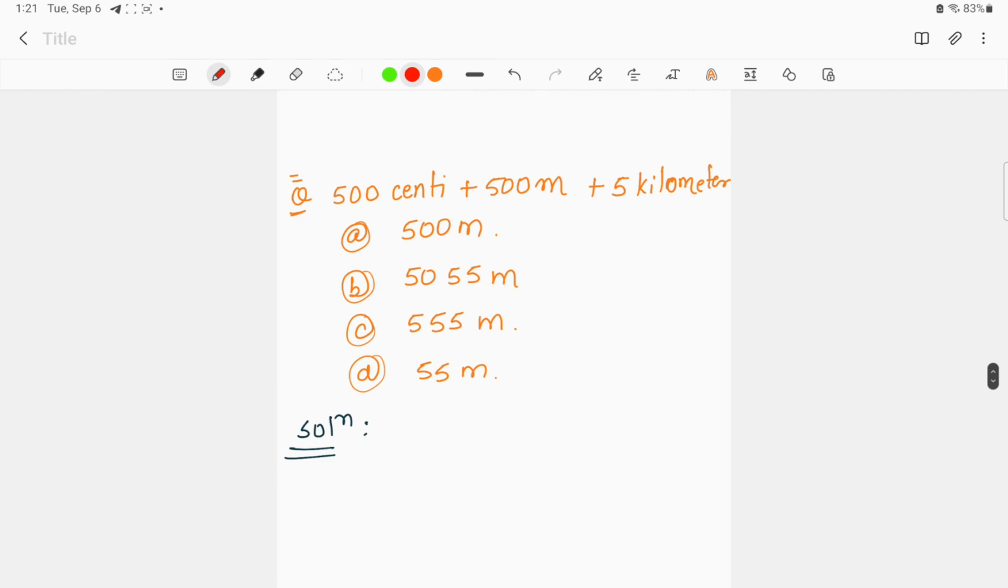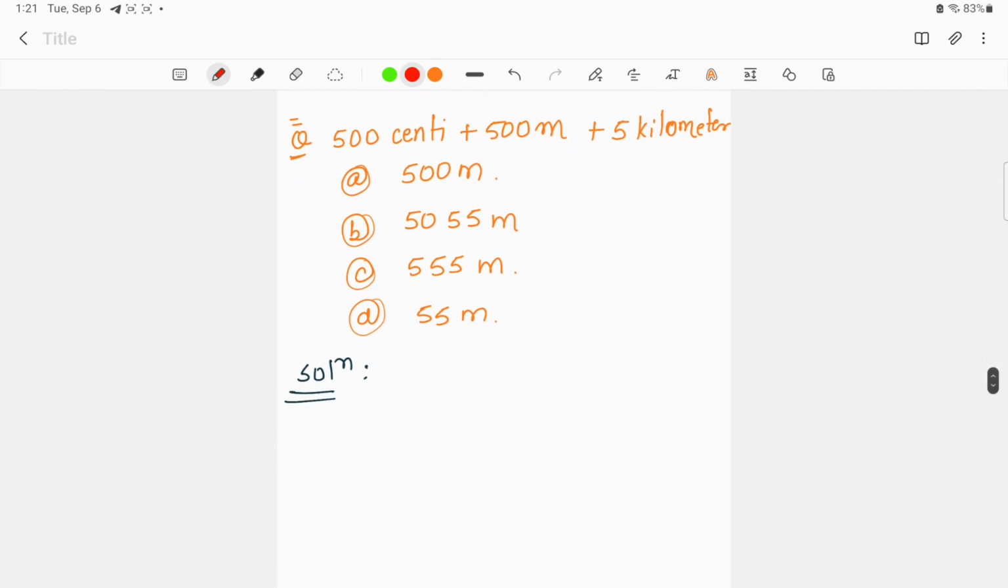We'll take another question that has been asked in the examination: 500 centimeter plus 500 meter plus 5 kilometers is equivalent to how much quantity? For such questions, what we have to do is just go through the options. In the options we can find that the answer has been given in meters only.